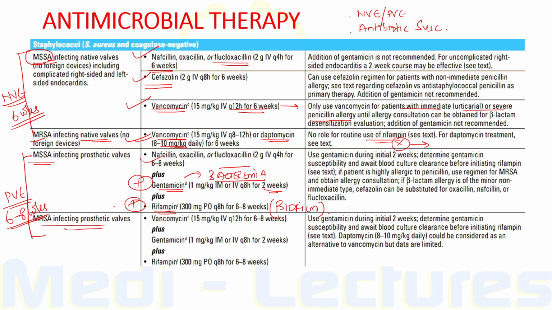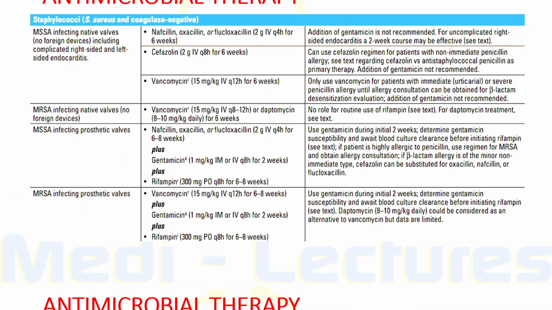If there is MRSA, we cannot give nafcillin, oxacillin. We have to combine vancomycin along with gentamicin, and rifampin. Rifampin is given for 6 to 8 weeks, gentamicin only for initial 2 weeks. Daptomycin can be considered as an alternative to vancomycin, but data is still limited about this. So we have discussed treatment of Streptococcus, Enterococcus and Staphylococcus, which are the 3 most common organisms.